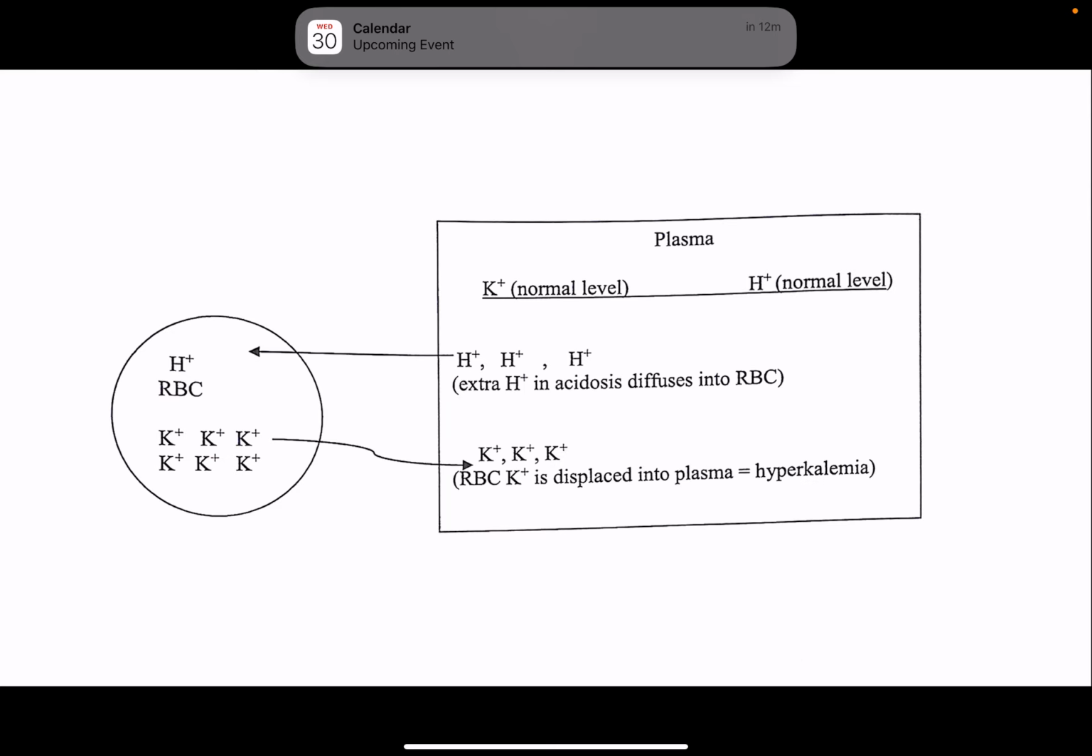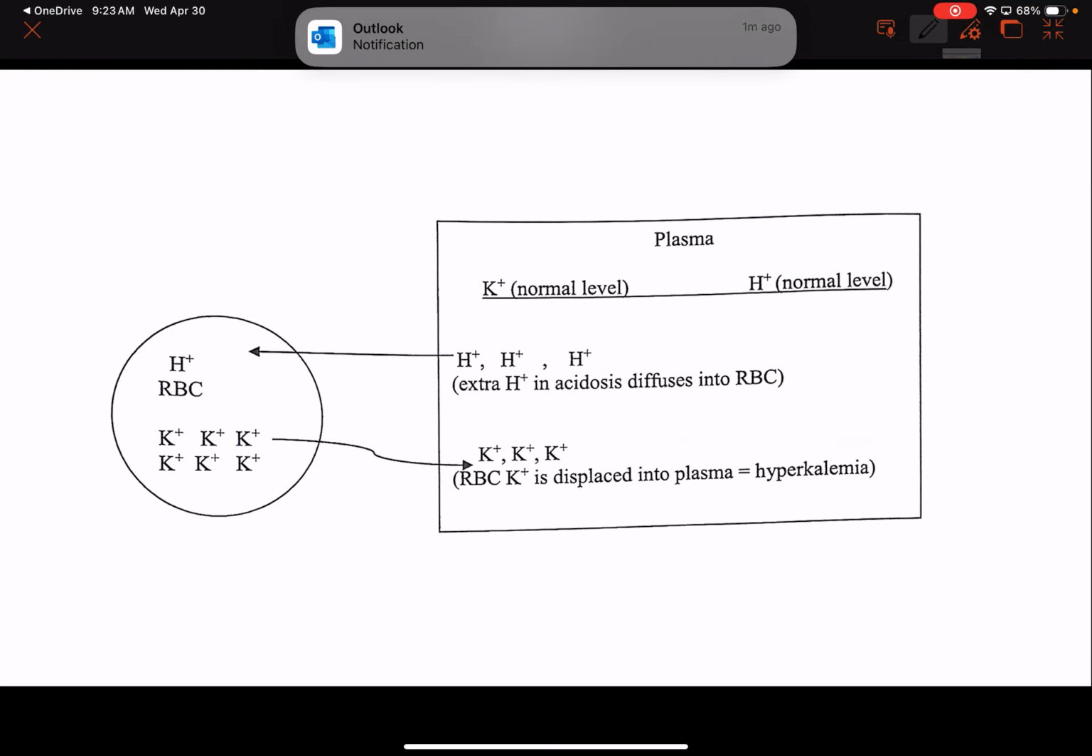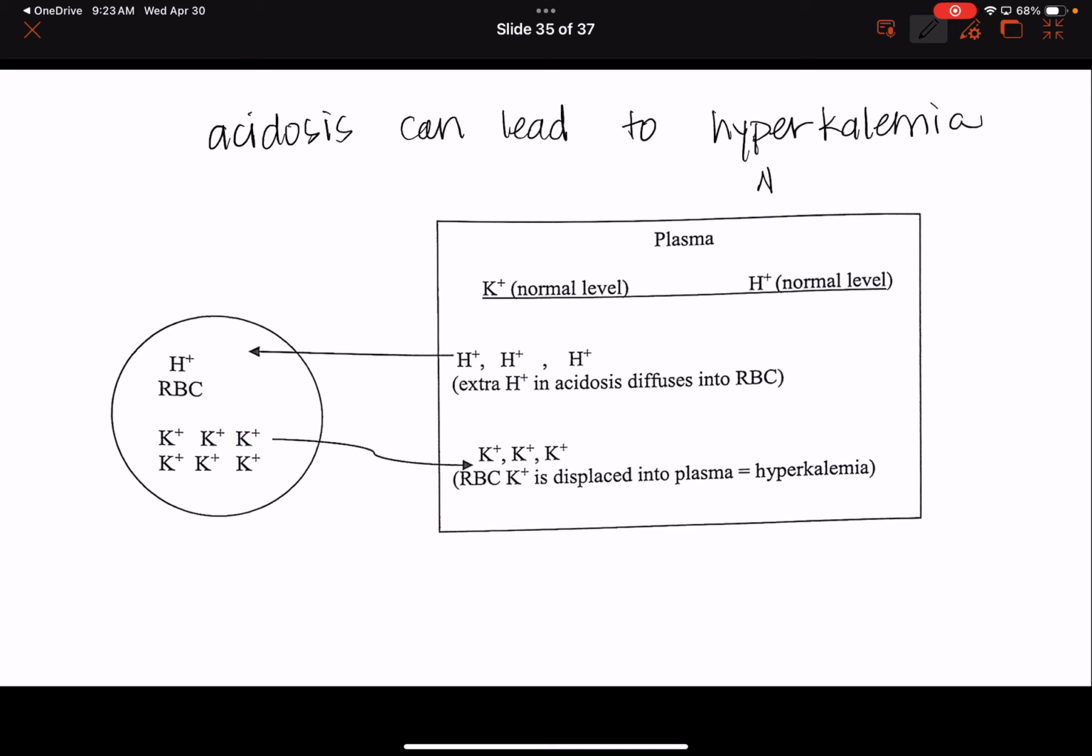Okay. One thing that I want to talk about, and I want to make sure we talk about this before we leave and talk more about fluid balance in lab, is that acidosis can lead to hyperkalemia. And hyperkalemia is too much potassium in the blood.